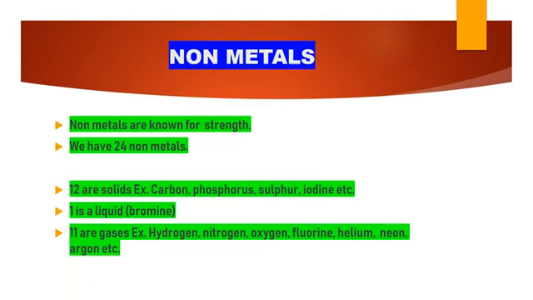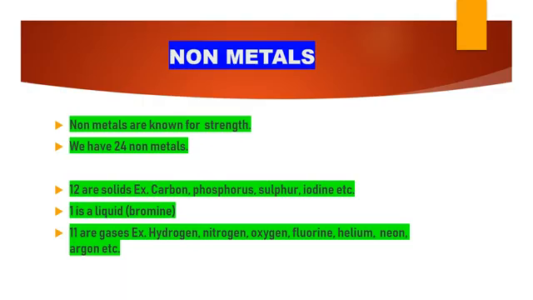Now we are going to discuss the non-metals, how these non-metals differ from the metals. Till now we have 24 non-metals. So we have totally 24 non-metals. Of these, 12 non-metals are solids. Examples: carbon, phosphorus, sulfur, iodine and so on. Actually we have 12 solids.